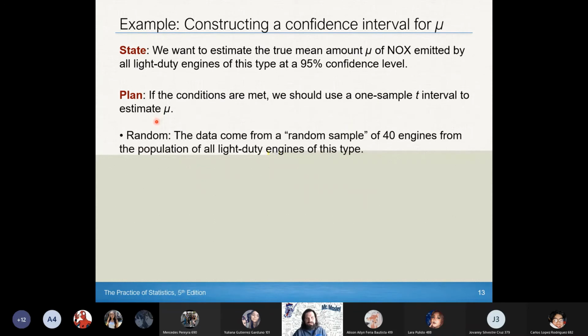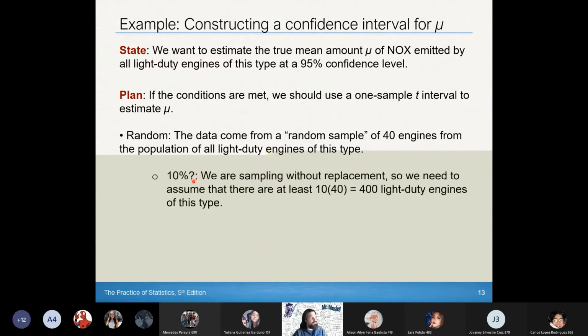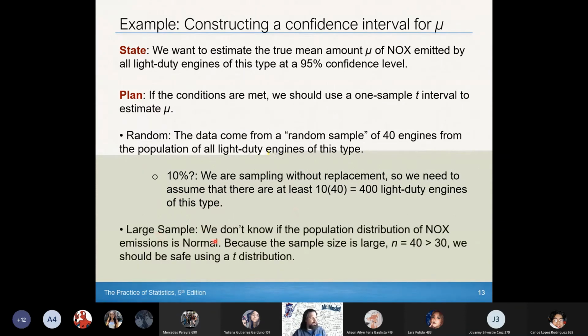Part of the planning phase is checking conditions. Random: the data came from a random sample of 40 engines from the population of all light-duty engines of this type, so it is random. 10%: we are sampling without replacement, so we need to assume that there are at least 400 light-duty engines of this type. That's a fair assumption. Large sample: we don't know if the population distribution for NOx emissions is normal. Because the sample size is large, n equals 40, which is greater than 30, we should be safe using a t distribution. Our large sample condition has been met.